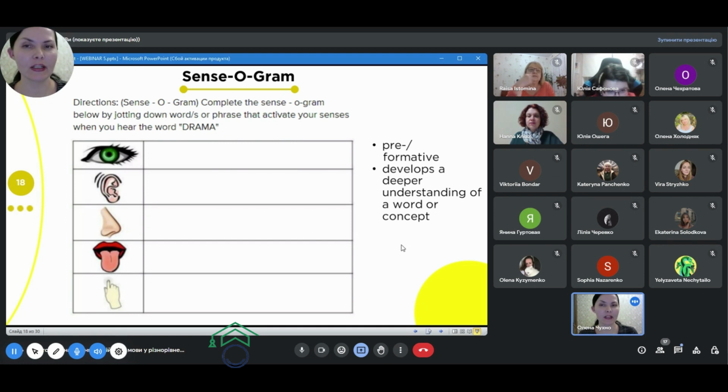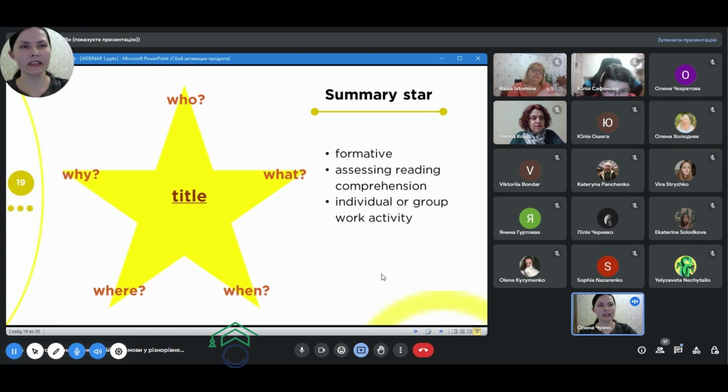Students are asked to complete the sensogram by jotting down the words or phrases that activate their senses when they hear the word. Here we have drama. You can say festival. You can say cuisine. So music, anything. Yeah, if you introduce the new concept to your students, or if you're going to read a text or listen to the text about some issue, they can use that. Well, it also develops a deep understanding of a word or concept, right?